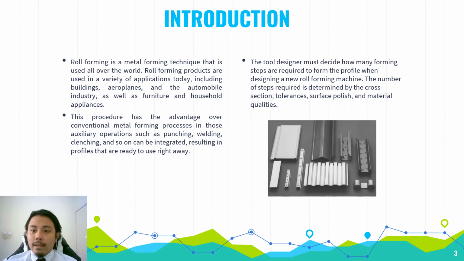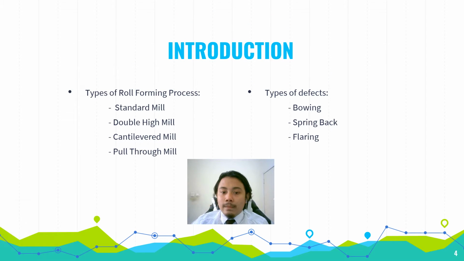The tool designer must decide how many forming steps are required to form the profile when designing a new roll forming machine. The number of steps required is determined by the cross-section, tolerance, surface polish, and material qualities. There are several types of roll forming process, such as standard mill, double high mill, cantilever mill, and pull-through mill. And there are several types of defect, that is bowing, springback, and flaring.